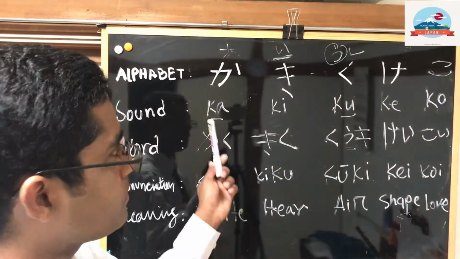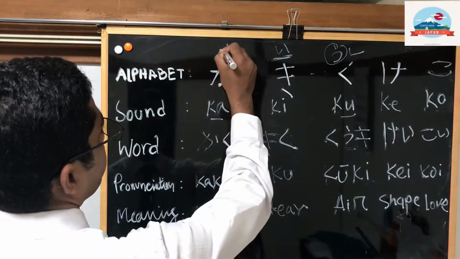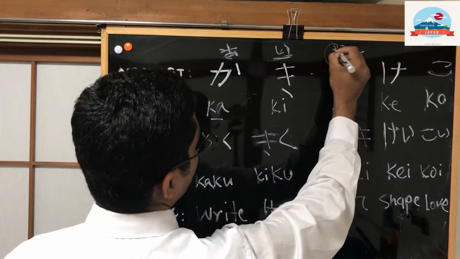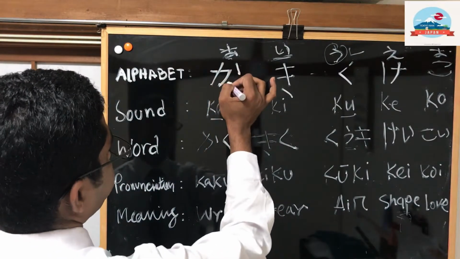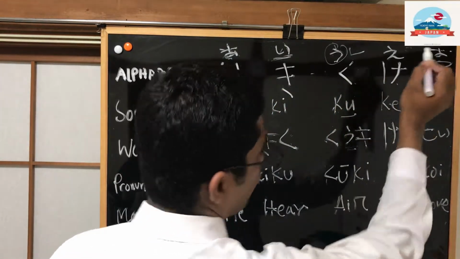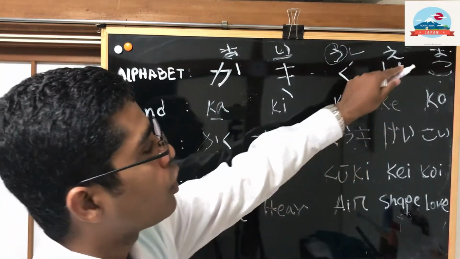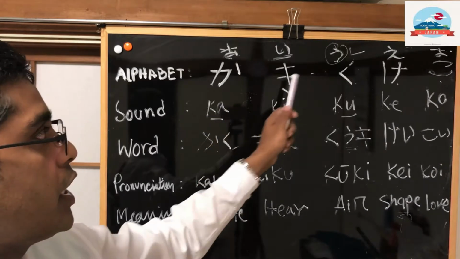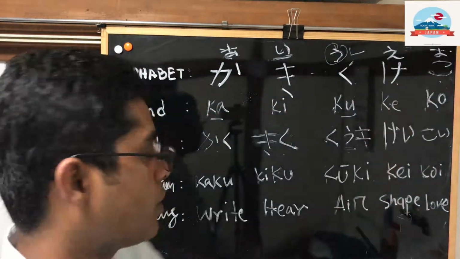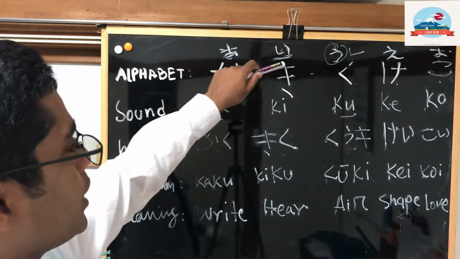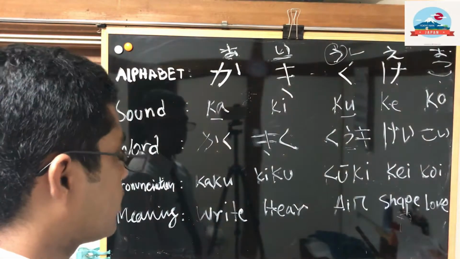This second column, this five alphabet. Before, we learned the first five alphabet: A, I, U, E, O. That was the first column. And today's second column: ka, ki, ku, ke, ko. Kaku, kiku, kuki, ke, koi. Okay? Then ka, ki, ku, ke, ko. A, I, U, E, O. Kaku, kiku, kuki, ke, koi. Okay? Thank you.